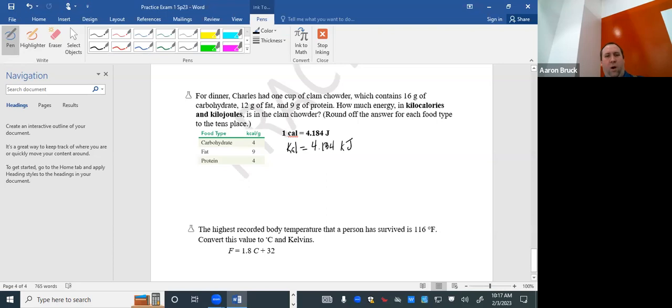And so what we needed to do in this problem is take the information that we were given about the three different types of macromolecules, the carbohydrates, the fats, and the proteins, and turn those into calorie values. So the table there tells us that each carbohydrate is 4 calories per gram. Each fat is 9 calories per gram. Each protein is 4 calories per gram. Again, these are nutritional calories, kilocalories. So the nice thing here is when we do the multiplication, it'll be really easy to just add together all the values and get the total number of calories.